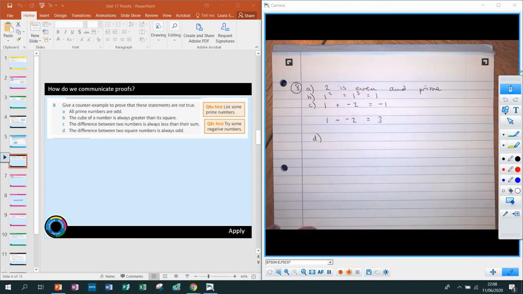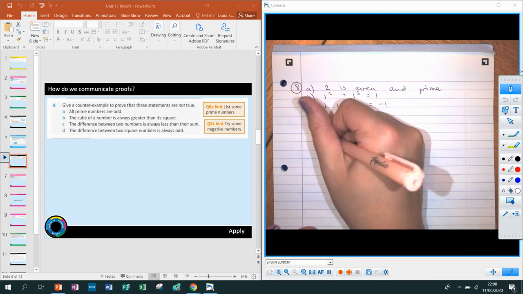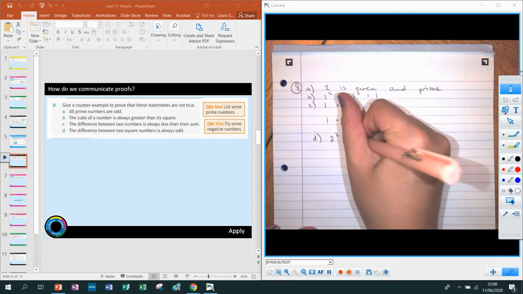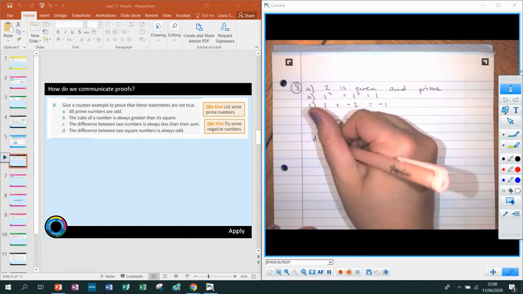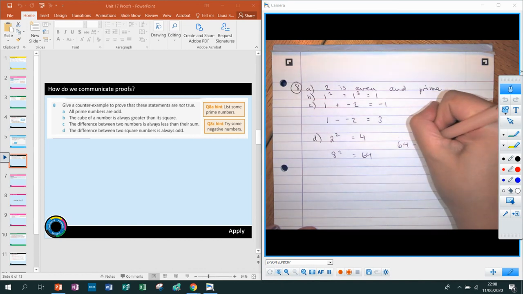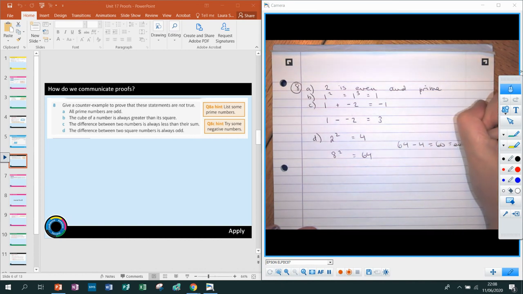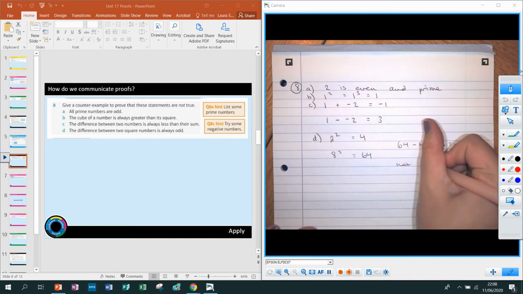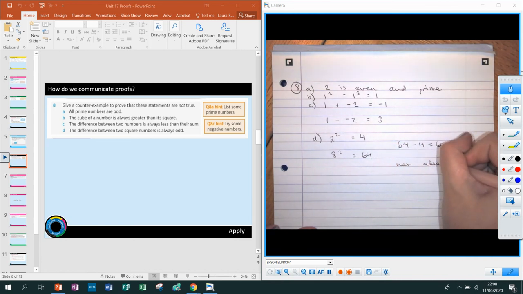And for part D, the difference between two square numbers is always odd. Well, let's take a look. What if I have 2 squared is equal to 4? That's even. And 8 squared is equal to 64. Well, that's interesting. 64 minus 4 is equal to 60, and that's even. So they're wrong. It is not always odd. So you may have questions that ask for counterexamples so that you can disprove something.